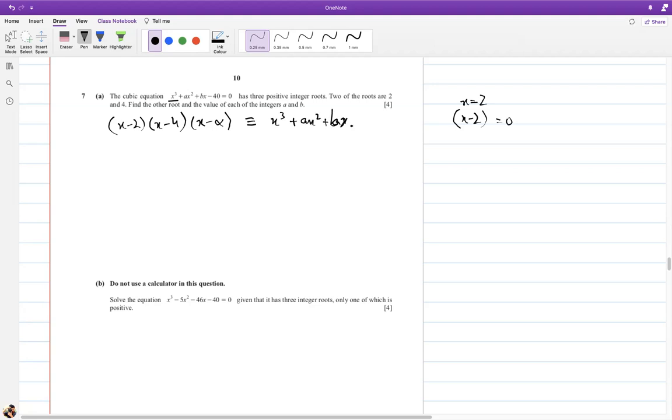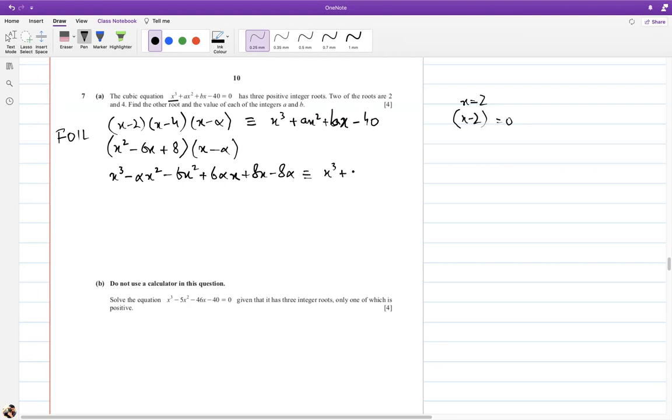Plus bx minus 40. So I'm going to apply FOIL here: first, outer, inner, last. So this becomes x squared minus 6x plus 8. And this is x minus alpha. I do it again. So x cubed minus alpha x squared minus 6x squared plus 6 alpha x plus 8x minus 8 alpha is identical to this whole thing, x cubed plus ax squared plus bx minus 40.